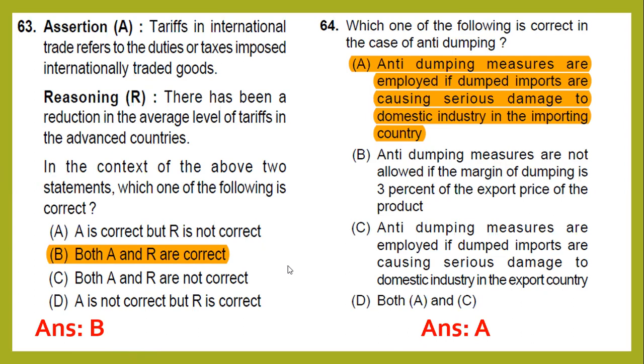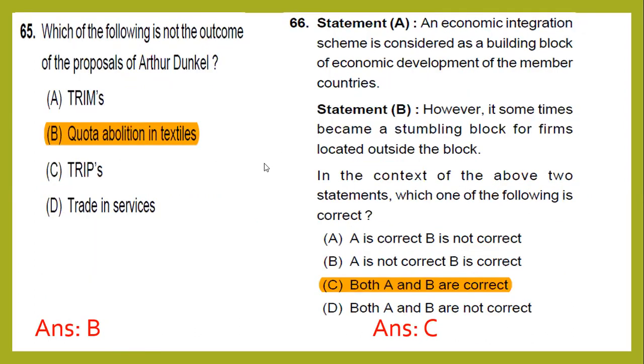64th question, which one of the following is correct in case of anti-dumping? The correct option is A. Anti-dumping measures are employed if dumped imports are causing serious damage to domestic industry in the importing country. So therefore correct option is A. 65th question, which of the following is not the outcome of the proposal of Arthur Dunkel? So the option is quota abolition in textiles.